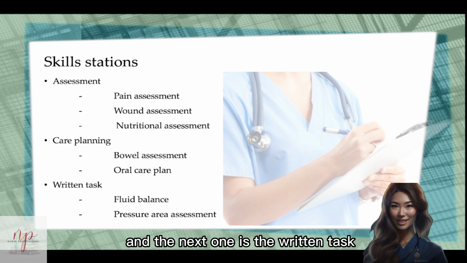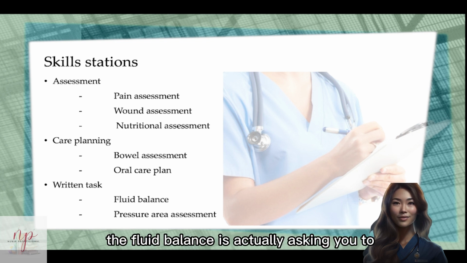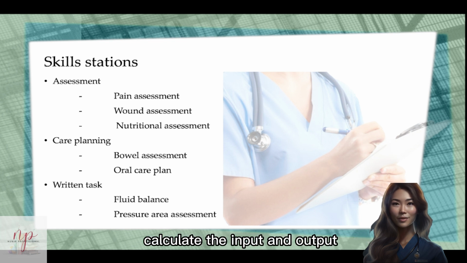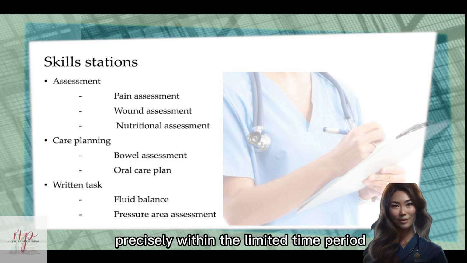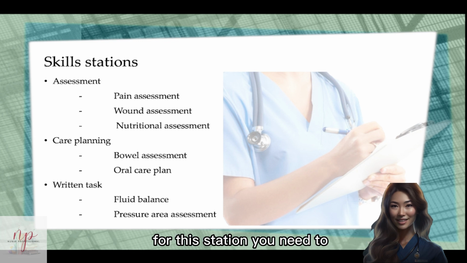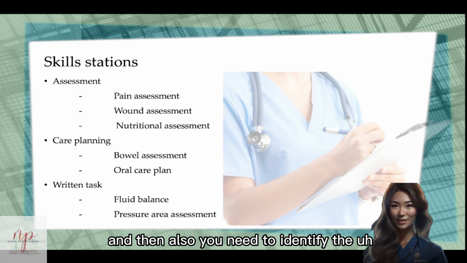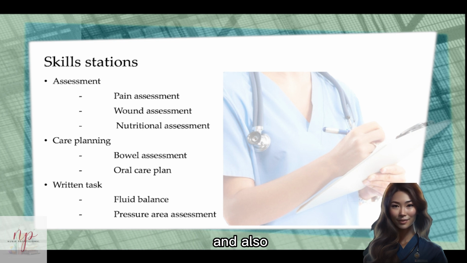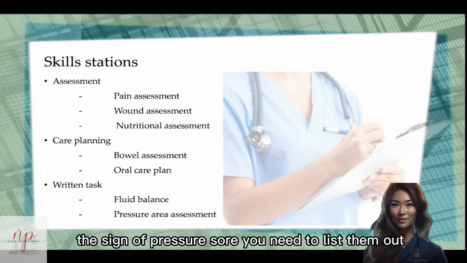And the next one is the written task, the fluid balance. This is actually asking you to calculate the input and output, but you need to do it correctly and precisely within a limited time period. And then the last one is the pressure area assessment. For these stations, you need to identify the patient's rating score, and also identify the major areas that are prone to pressure sores, and also the signs of pressure sores. You need to list them out.